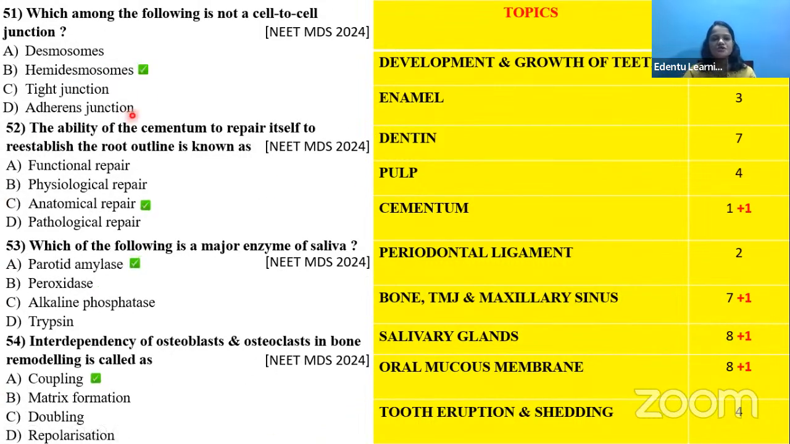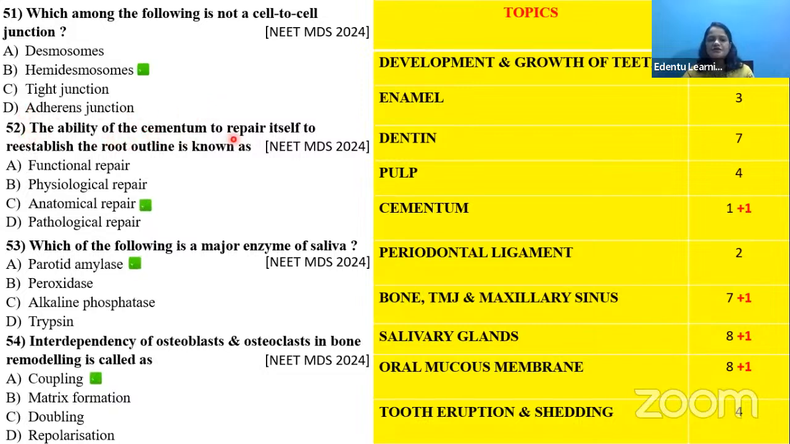Okay, next question. Which among the following is not a cell-to-cell junction? Again, you must be very careful reading this question. Not a cell-to-cell junction, or like, all of the following except. When such questions come, you should be really careful while reading the question and the options also. So the one that is not a cell-to-cell junction is hemidesmosomes, because hemidesmosomes are a cell-to-basement membrane junction. Cell-to-cell junctions are the desmosomes. Cell to basement membrane junctions are the hemidesmosomes.